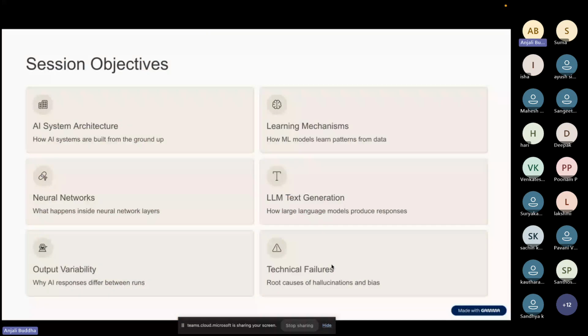Everything today revolves around six things: how AI systems are architected, how these models learn, the magic behind these LLMs, neural networks, what happens inside these neural networks, how LLMs generate text or produce responses, and why these outputs vary from time to time, response to response or session to session. We will be understanding this as part of this module. And most importantly, the technical failures with LLMs: hallucinations and bias. So this is going to be the internal behavior understanding.